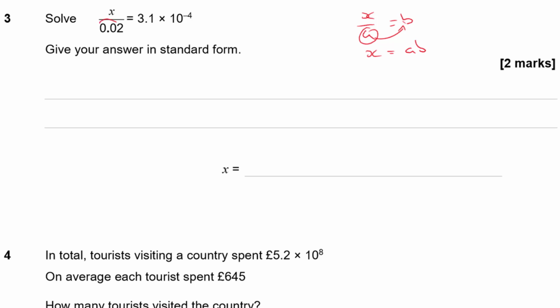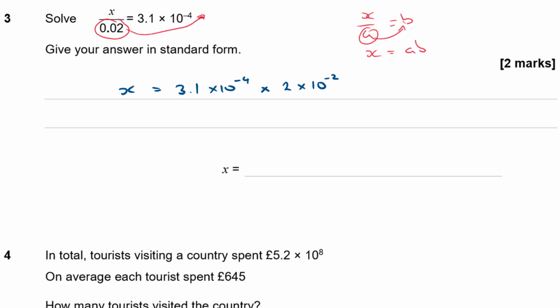I've got 0.02 at the bottom here. I'm going to move it up here. It's called cross multiplying, so it's divide on one side, becomes times on the other. But as I move it over, I'm going to rewrite it in standard form so it matches the form of the other part of the number. So x is equal to 3.1 times 10 to the minus 4. That was already there. And now I'm going to multiply it through by 0.02. In standard form, 0.02 is going to be 2 times 10 to the minus 2, isn't it?